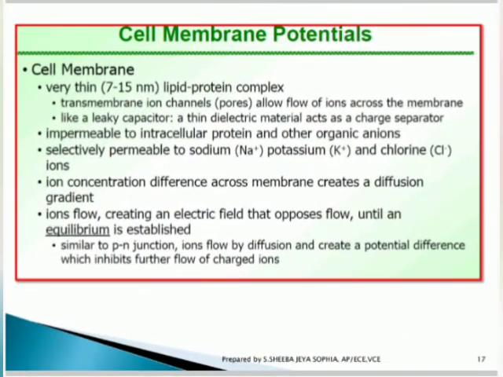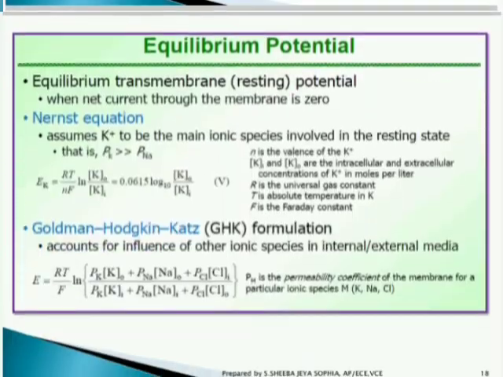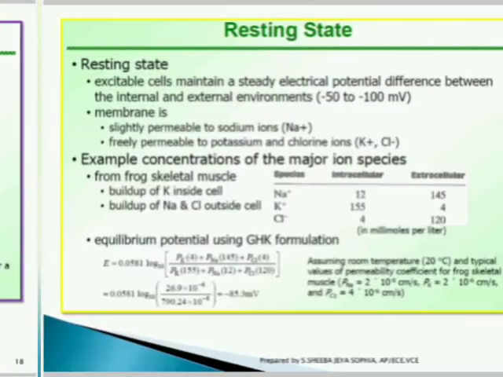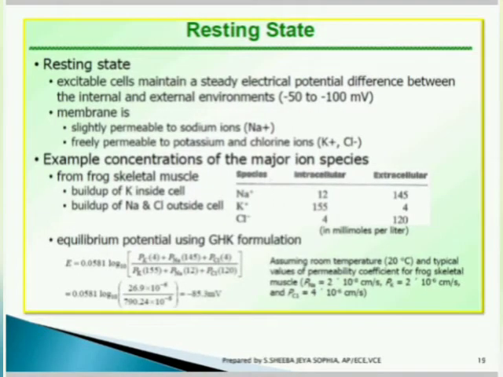Similarly, the resting potential can also be calculated, which is nothing but the equilibrium potential, based on the Nernst and Goldman equation. Under this resting condition, the excitable cells maintain a steady state electrical potential difference between the internal and external environments. And the membrane here is slightly permeable to sodium ions and freely permeable to potassium and chlorine ions.